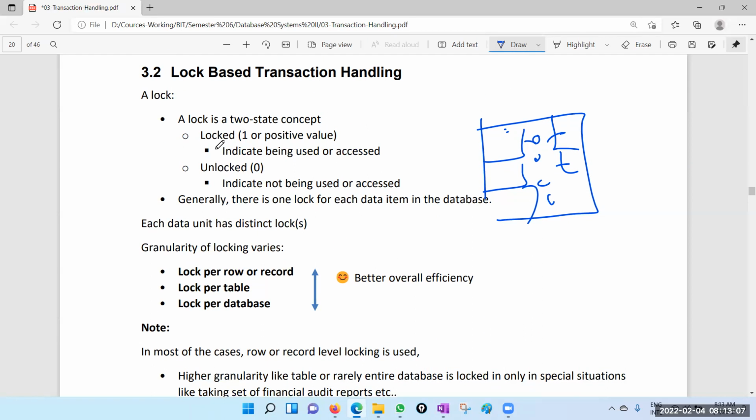So a lock is a two-state thing where you either have the lock or you don't. There's nothing like somewhat having the lock. It's a Boolean two-state thing. Either the transaction has it or the transaction doesn't have it. That is from the transaction's point of view. And from the resource's point of view also, either the resource is locked or it is not locked, that is, available.